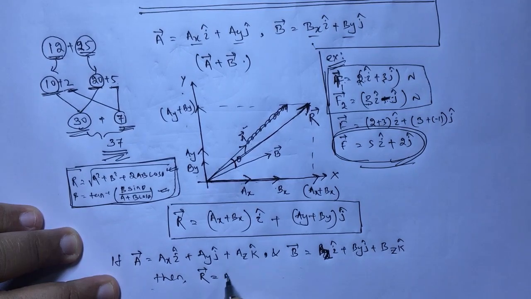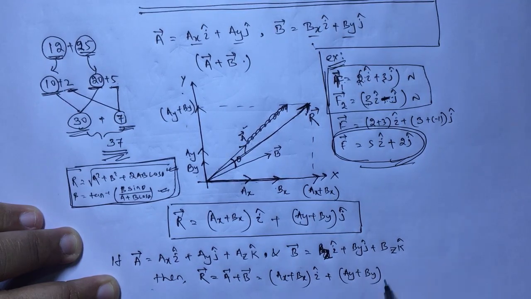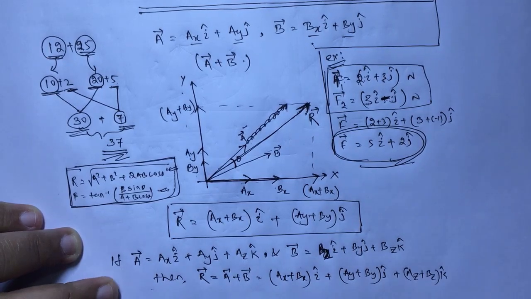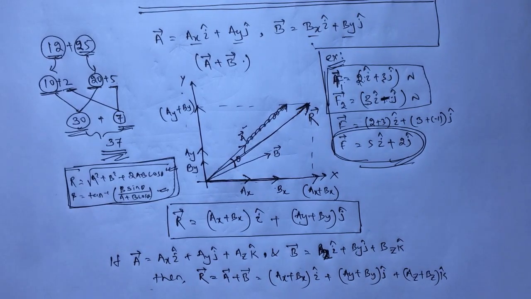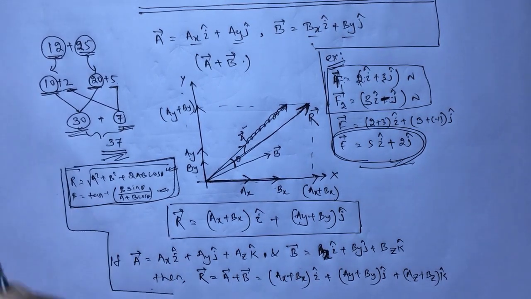Then r vector equals a vector plus b vector, which will be equal to (ax plus bx) i cap plus (ay plus by) j cap plus (az plus bz) k cap. Simple, add the similar terms: the i cap term with i cap, j cap term with j cap, and k cap term with k cap. Okay, be again careful with this point, a very small point, but be careful on this.